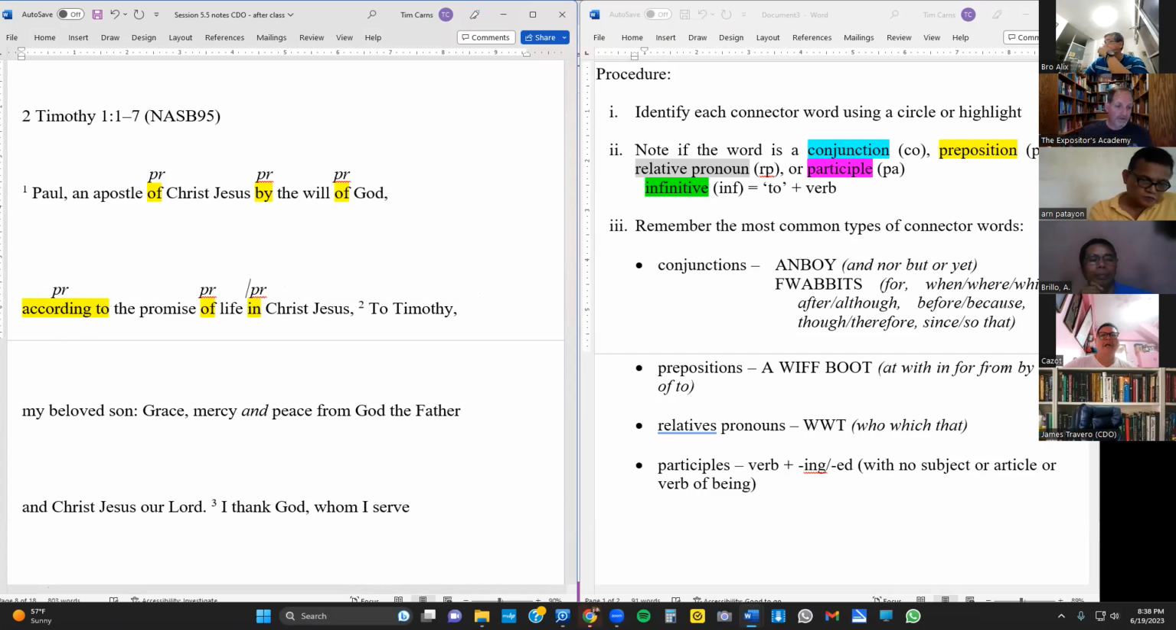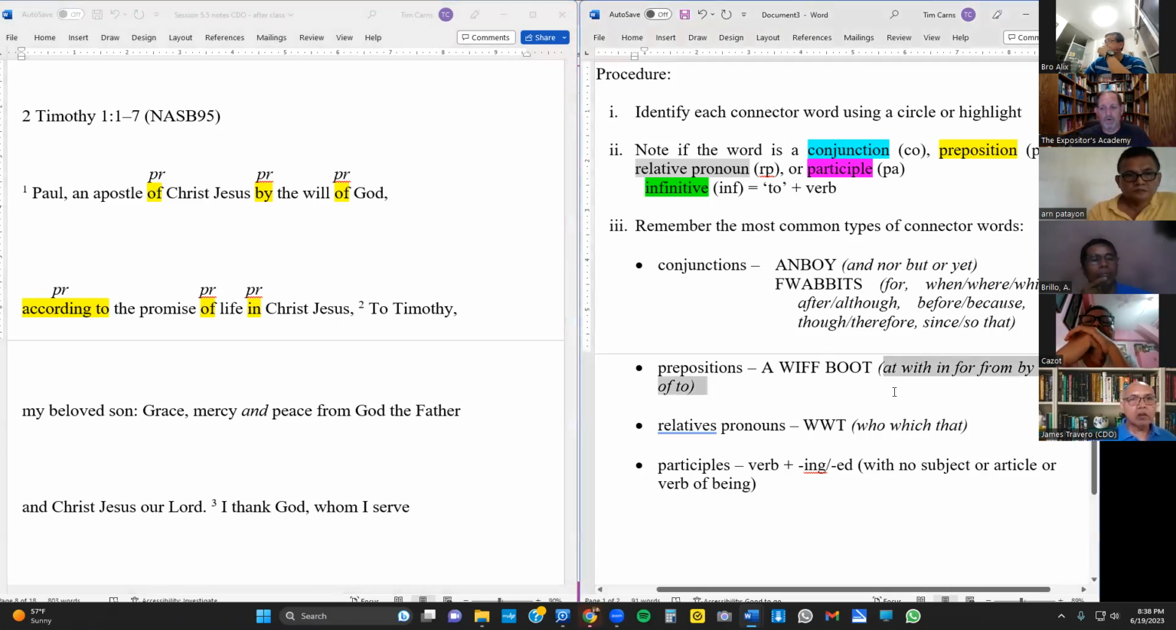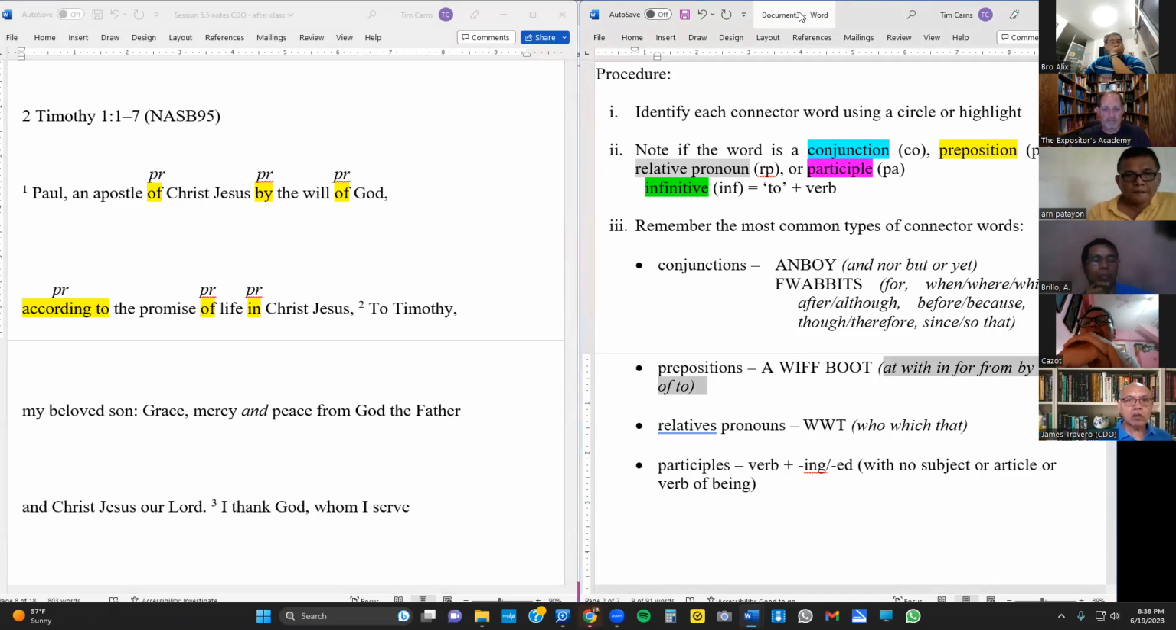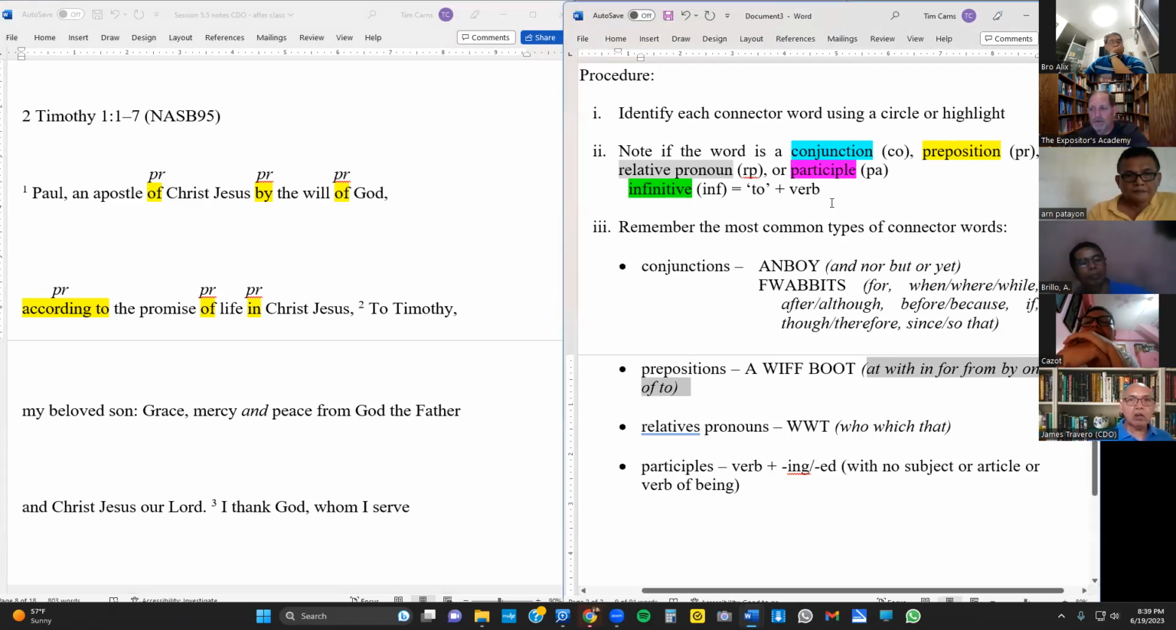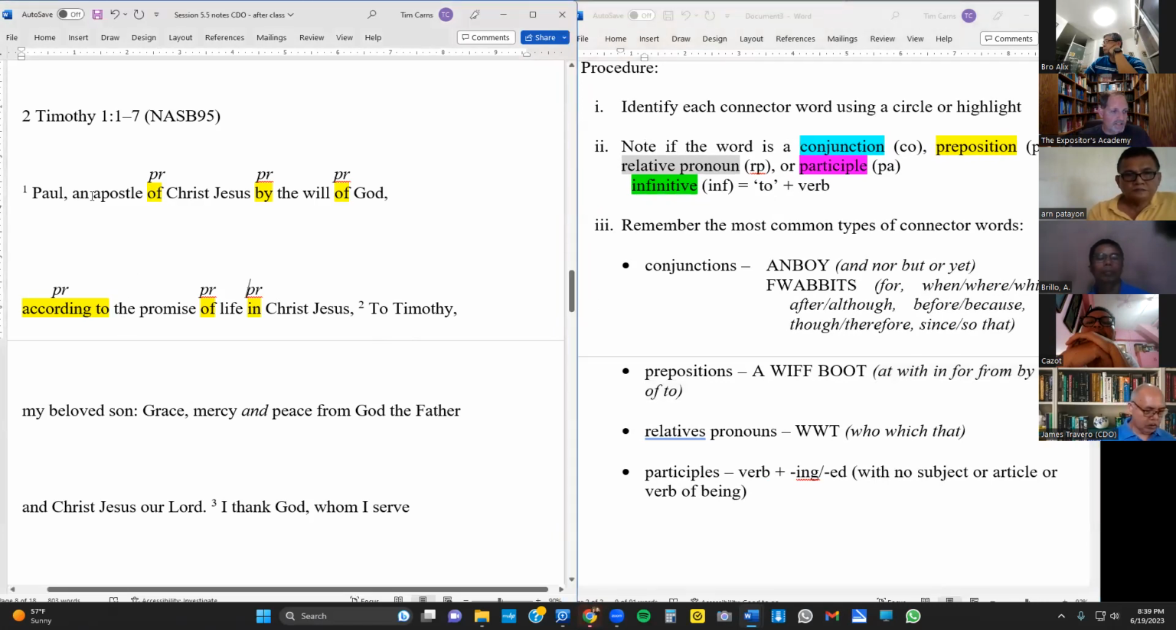So notice here in this particular verse 1, there are 6 connector words. All of them are prepositions in this case. All right. And 5 of the 6 are, by the way, the most common ones from the BOOT list. All right. So this is the procedure that I want you guys to do. Like I said, in this case, verse 1, it just turned out they were all prepositions. That's why they're all highlighted in yellow.